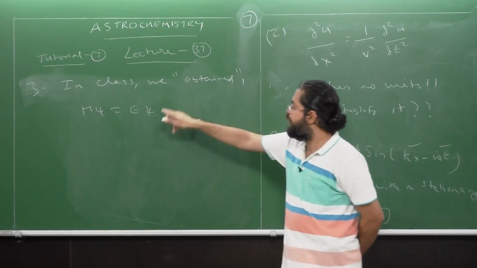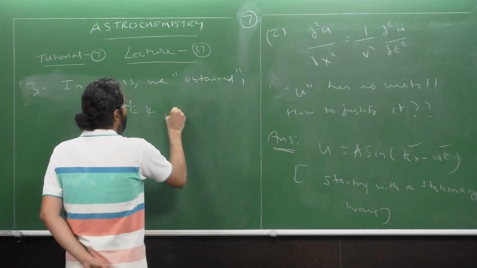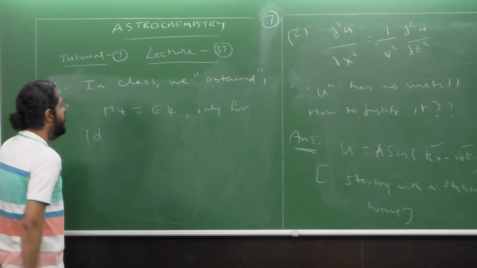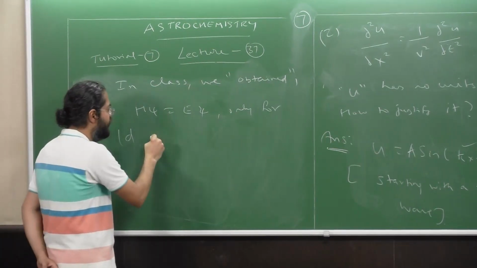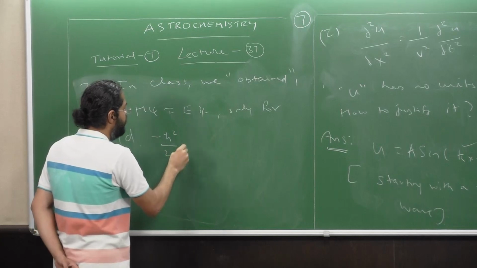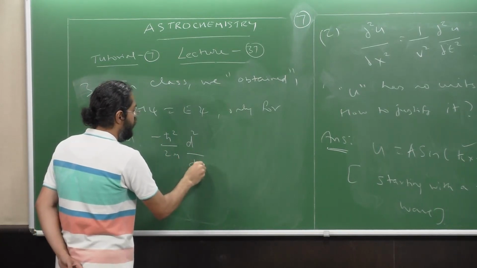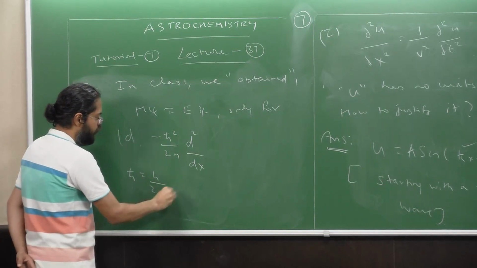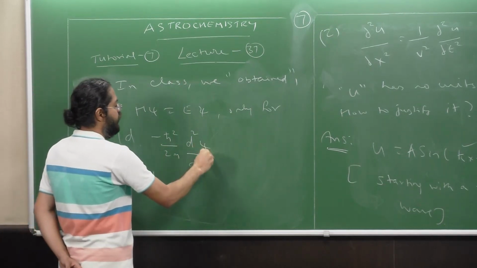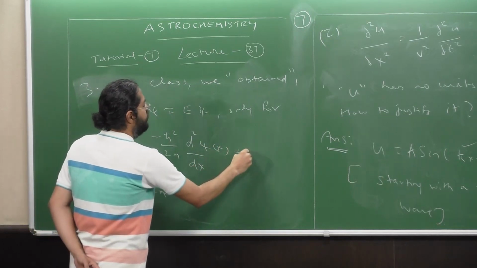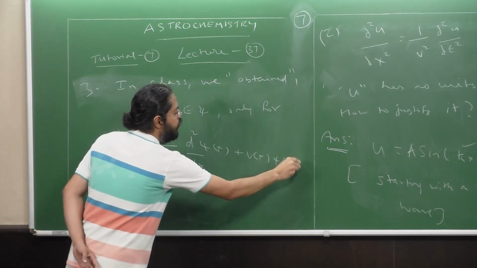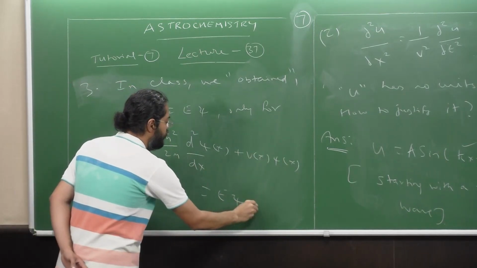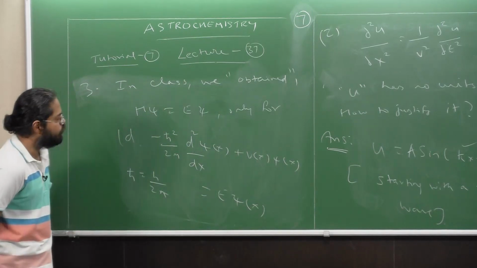We obtained this equation only for one dimension. Explicitly writing it, this was minus h bar square over 2m d square by dx square, where h bar is h by 2 pi, psi of x, plus some arbitrary V of x psi of x, and that is equal to E psi of x. Okay, this is what we had written.